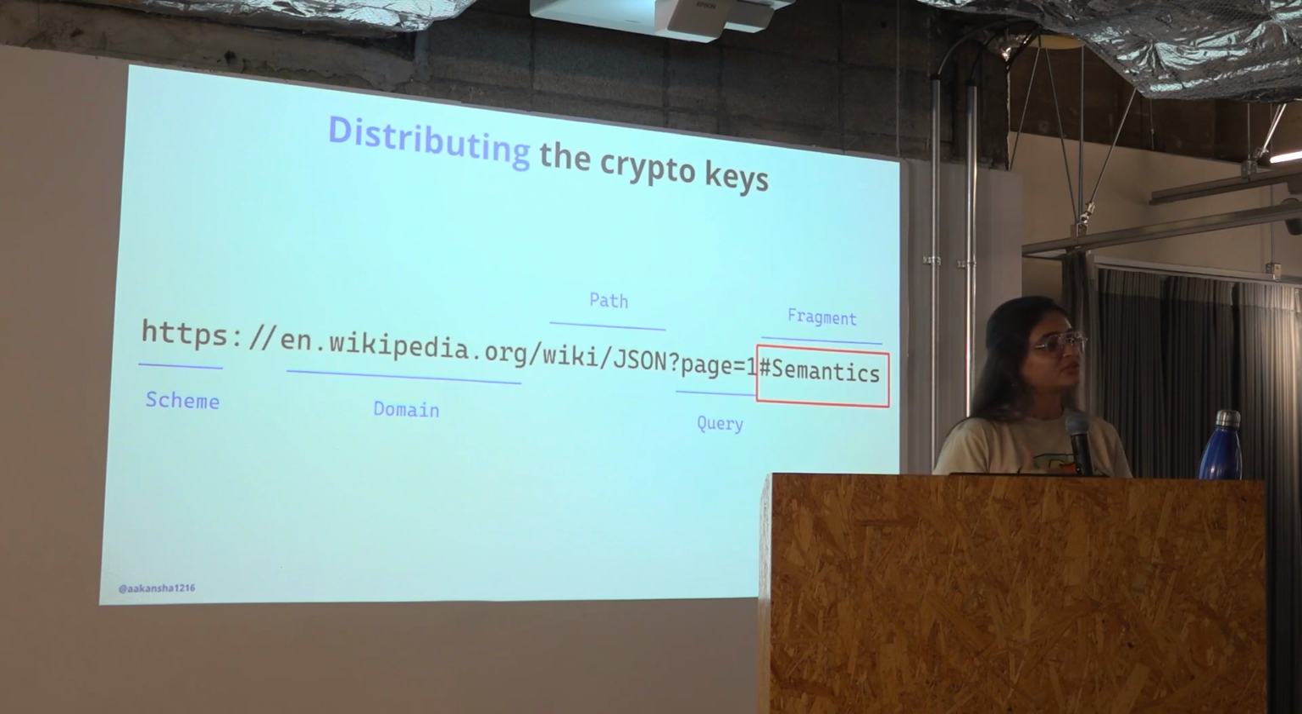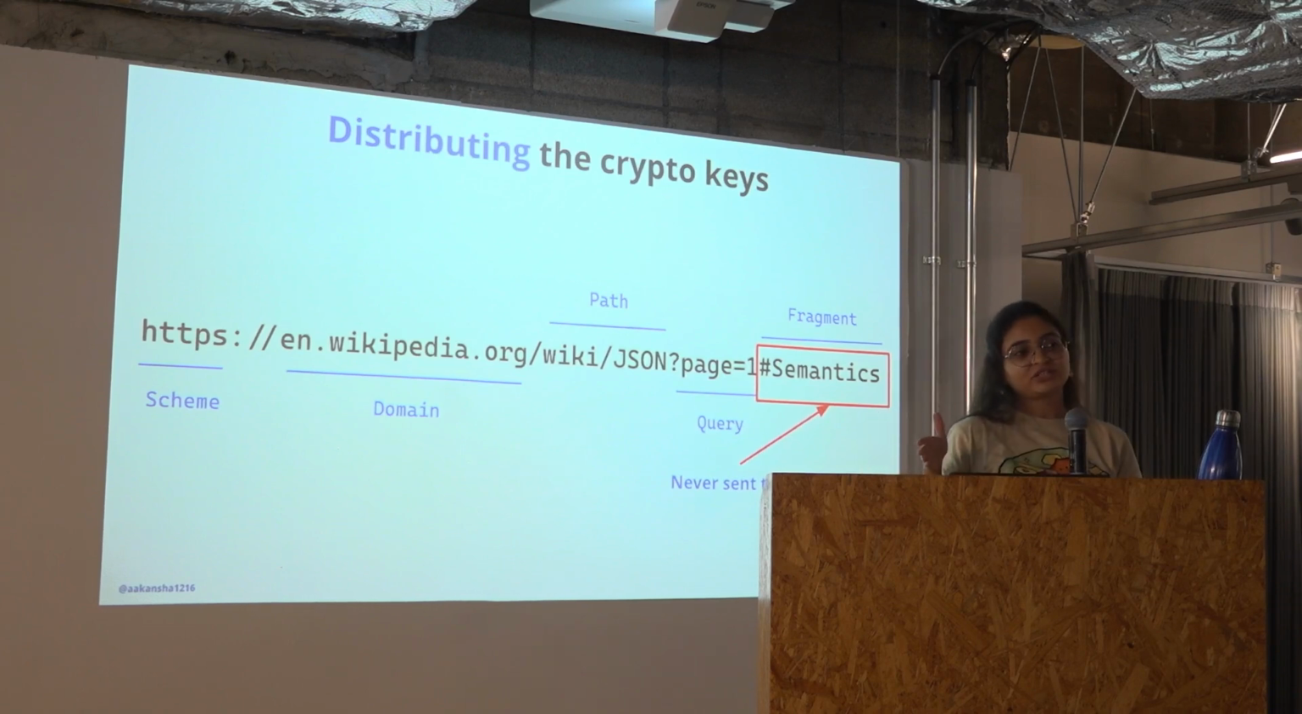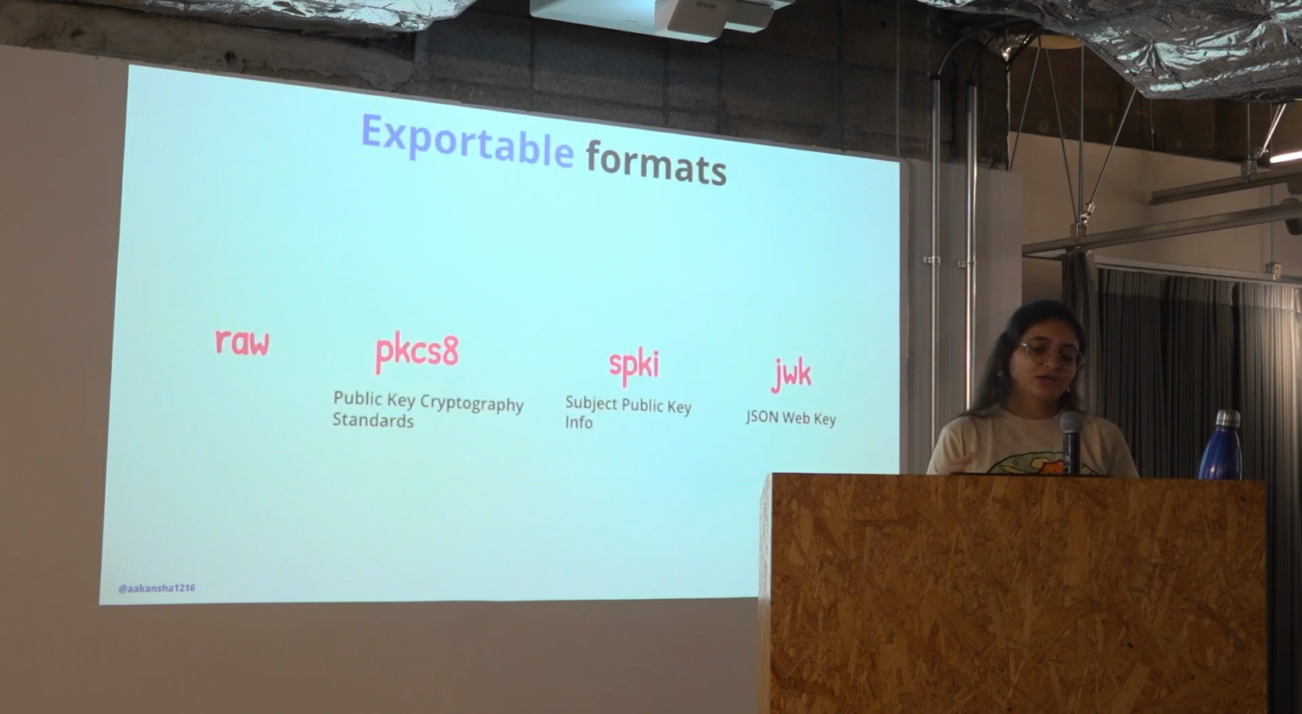Now, is this sent to the server? It's never sent to the server, right? And we can take advantage of this behavior. We can actually store the encryption key right after the hash and share the URL. So when I share this URL with you, only you will have access to the encryption key. No one else, not even the server, because that key is never sent to the server. So with this, I can actually go ahead and share the URL.